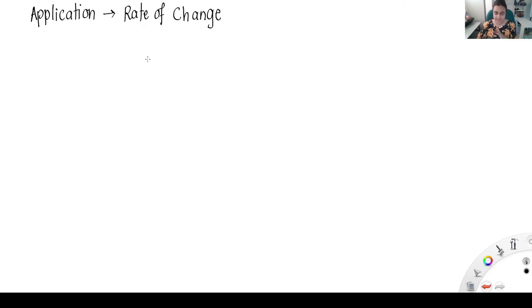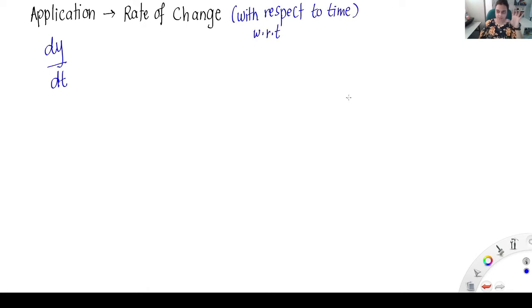This is already the application part of the rate of change. For rate of change, we usually use dy/dt, because change is happening with respect to time. I will just write wrt, so make sure you know that wrt means with respect to. When something is changing, it is changing according to time. As time goes on, the change is also happening.